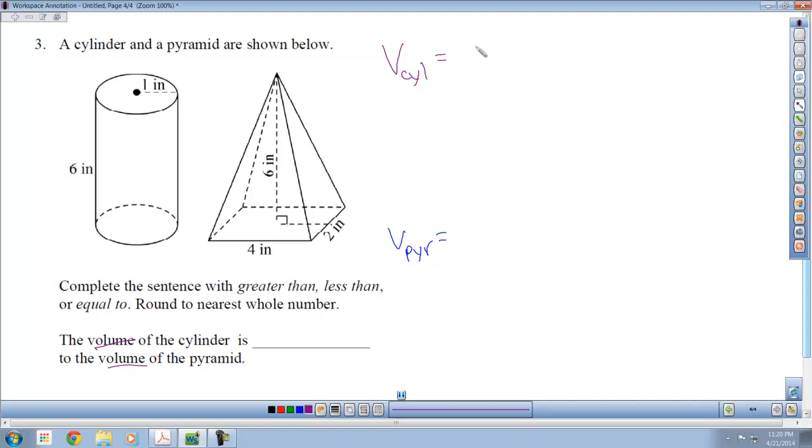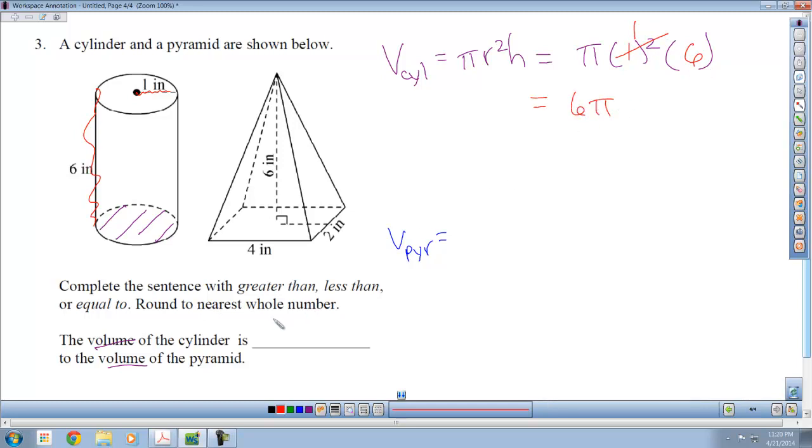So the volume formula for a cylinder is what? Area of the base times the height. So the area of the base, pi r squared, times height, so pi r squared times height. Okay, and let's fill in what would the radius be? Well, the radius on the cylinder is definitely 1, and the height is 6. Okay, 1 squared is still 1, and 1 times 6 is 6 pi. That's what we get for that one.